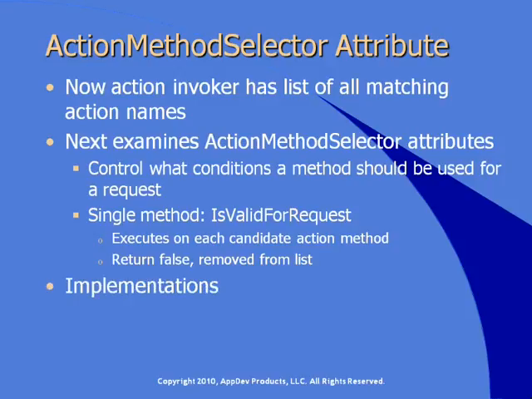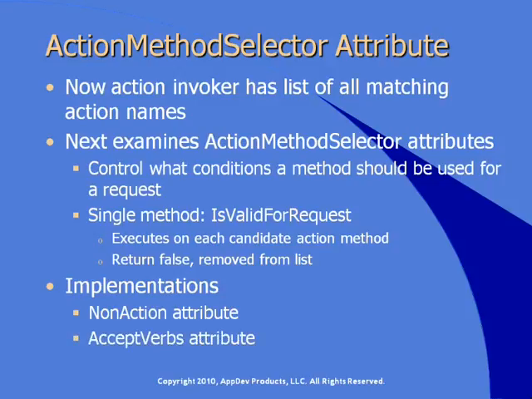The ASP.NET MVC framework includes several implementations of the action method selector attribute. One is the non-action attribute. I mentioned this a little bit earlier, but a controller method with the non-action attribute is immediately removed from consideration. So that's how you can include public methods within this class for other uses, but it won't be usable as an action method.